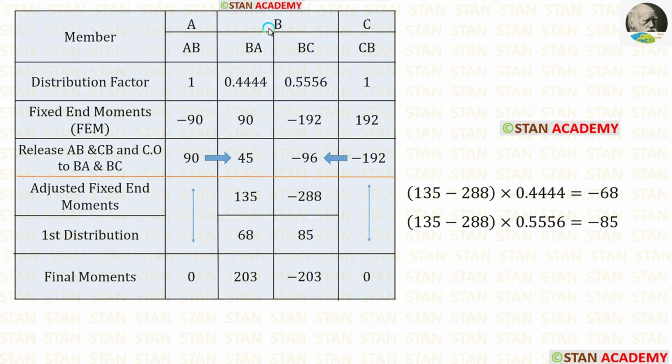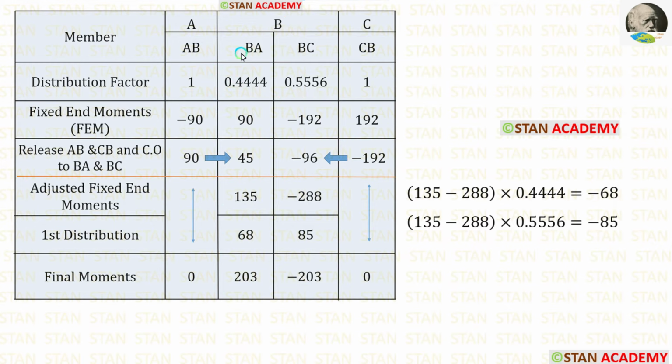Now let us make the first distribution. The distribution can be done only in the joint. We are having only one joint, that is joint B. In this joint, we are having BA and BC. For BA and BC, we are having fixed end moments. For making the distribution, we have to add these two fixed end moments. Then we have to multiply with the distribution factor.